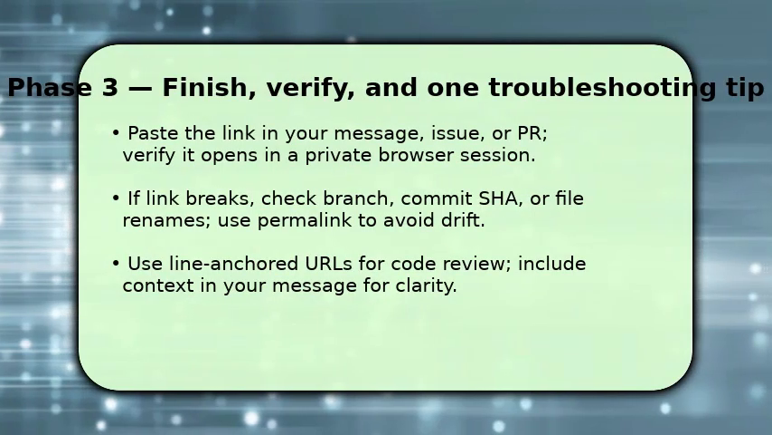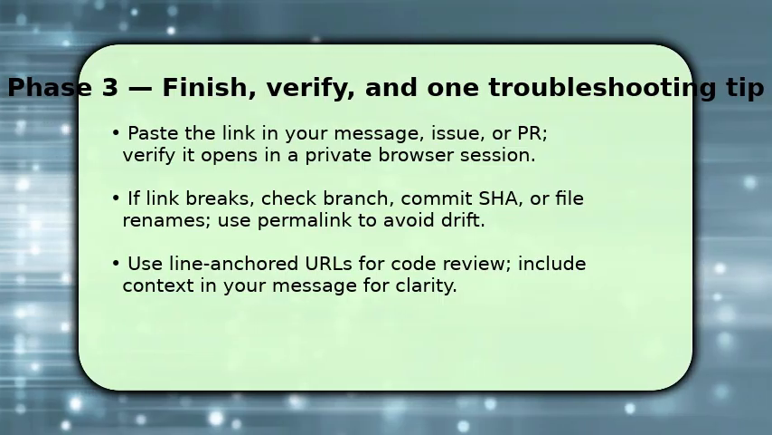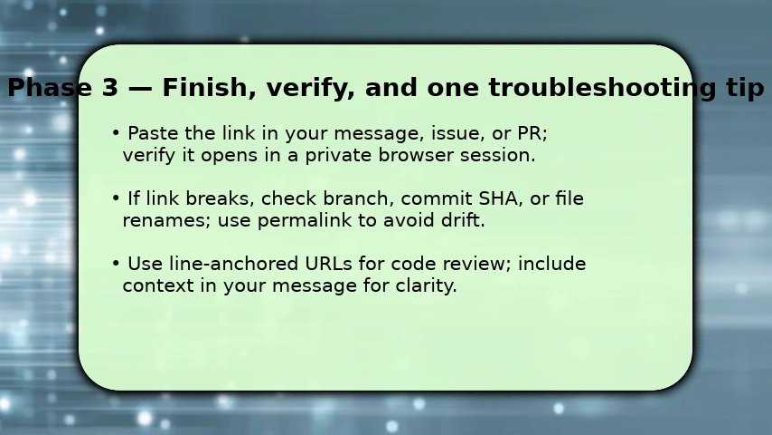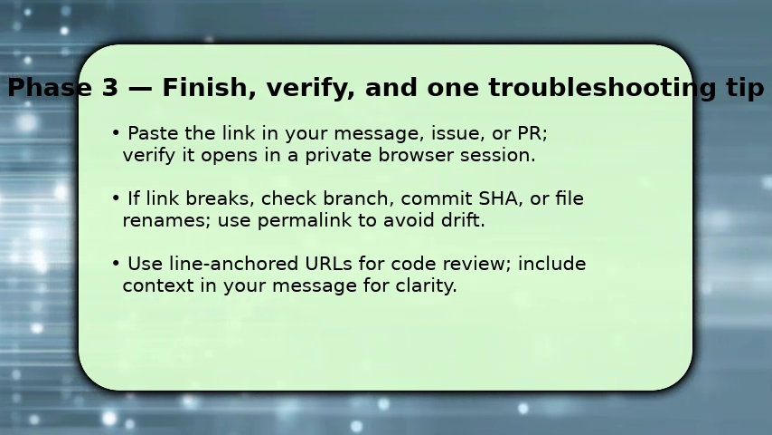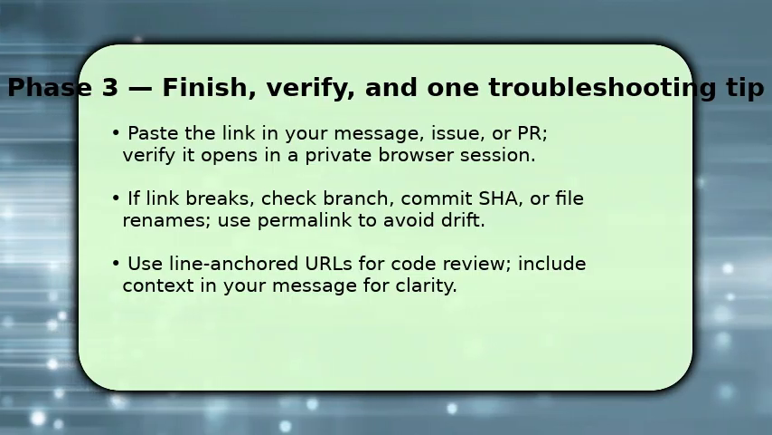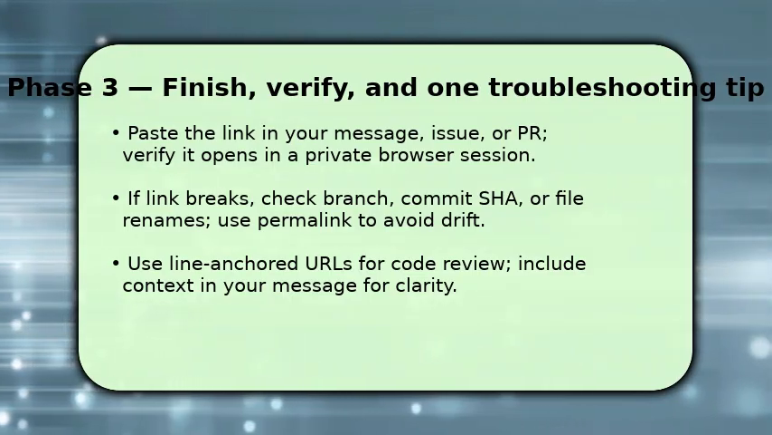You finish by pasting the link into your issue, pull request, or chat, and then testing it in an incognito window to mimic another user. If the link fails, check whether the branch changed, the file was renamed, or you copied a non-permalink URL. Switching to the permalink fixes most breakage.